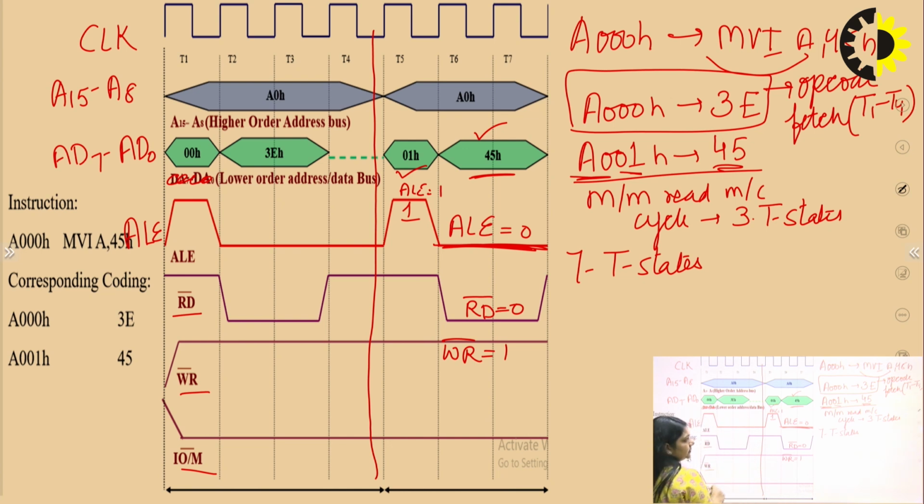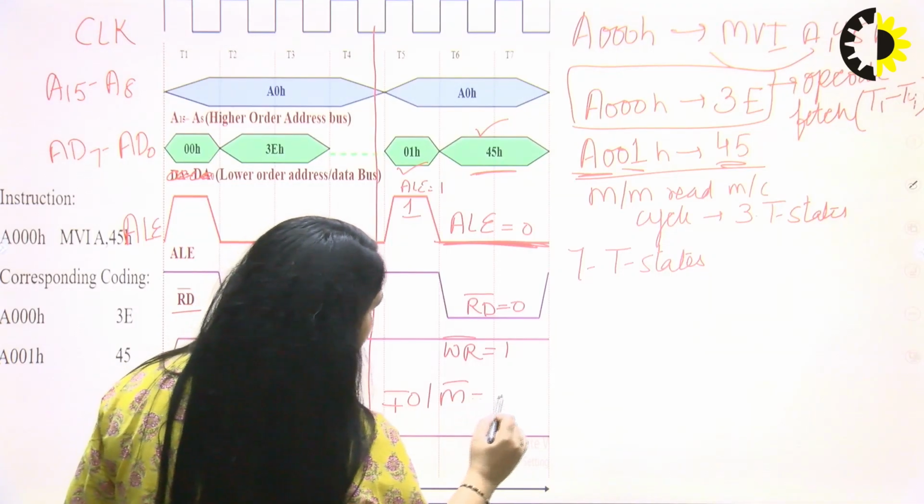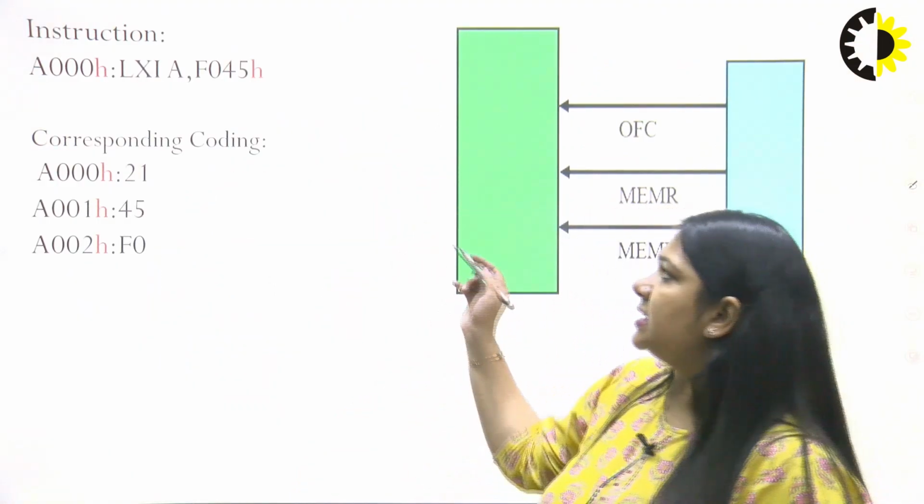And last but not the least, the most important pin, IO/M bar, input output or memory, from where the microprocessor is reading. The microprocessor is reading from the memory. So that is why IO/memory is equal to 0. So this is a complete timing diagram for a 2 byte instruction, and there is an example of a 3 byte instruction.